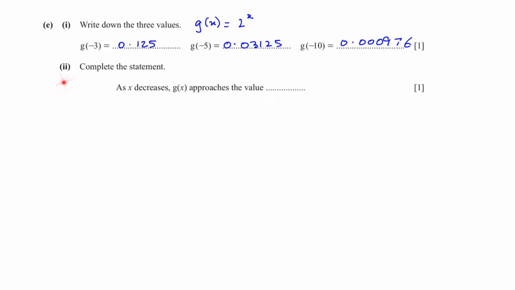E2, complete the statement. As x decreases, g of x approaches the value. See, if you round it to one decimal place or whole number, even two decimal place, the answer is 0. So as x decreases, g of x approaches the value 0.